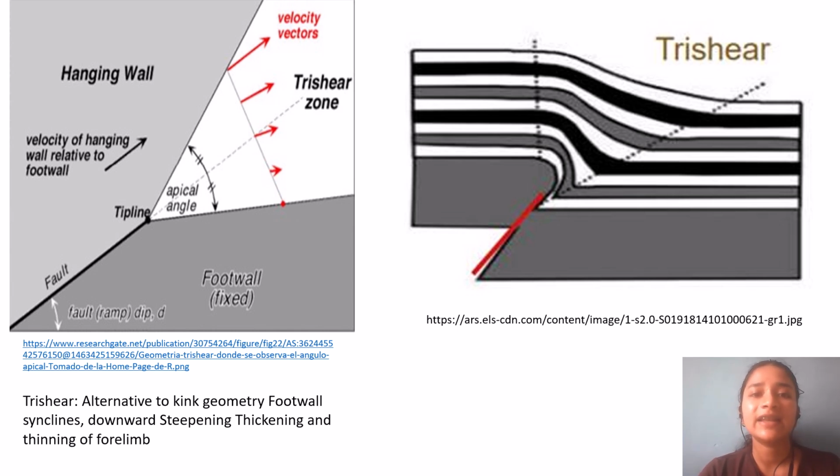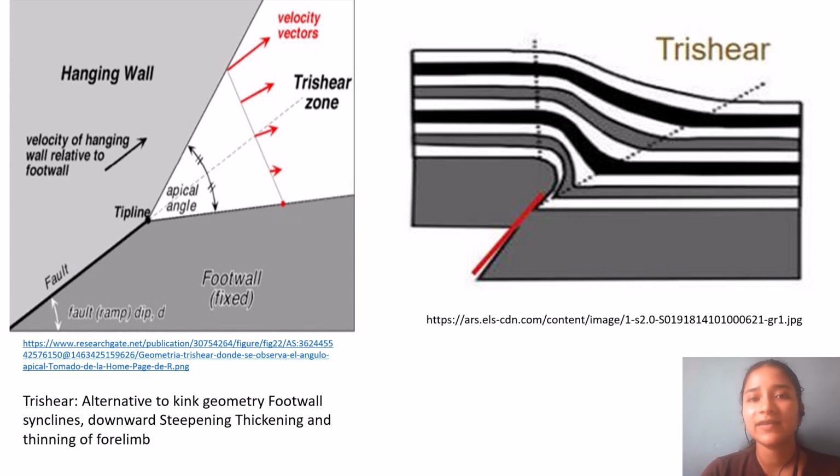The arrows indicate velocity vectors of material particles in the hanging wall as they move relative to the foot wall. Now notice the apical angle, which defines the shape of the tri-shear zone and the direction of the velocity change across it.